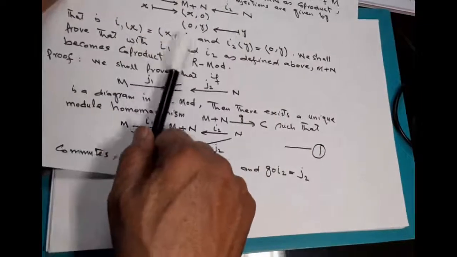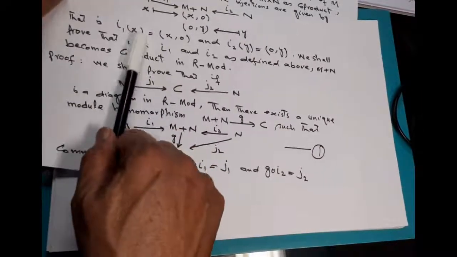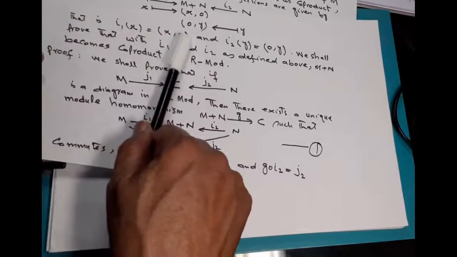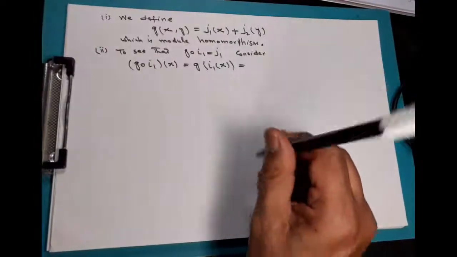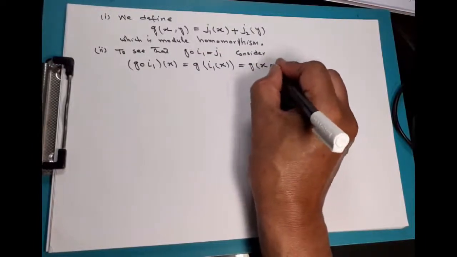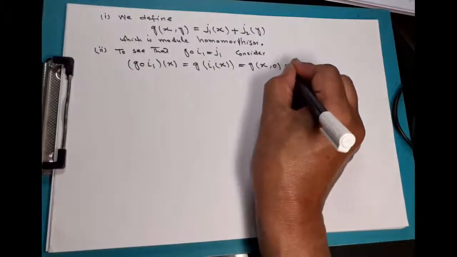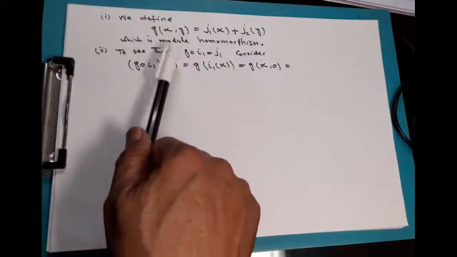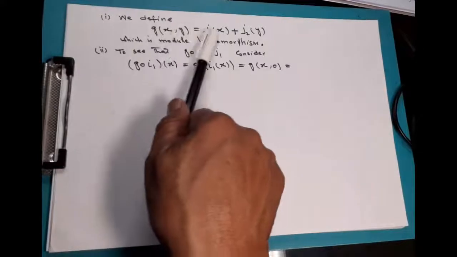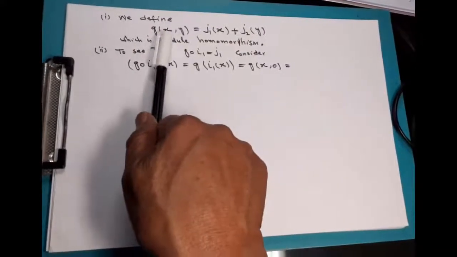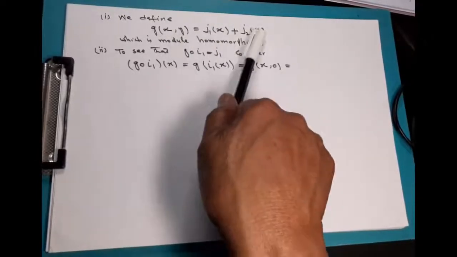I1(x) is (x, 0), this ordered pair. I1(x) is equal to this ordered pair whose first element is x, second element is 0. So G(I1(x)) is equal to G(x, 0). Now the effect of G is the effect of J1 on the first element and the effect of J2 on the second element.